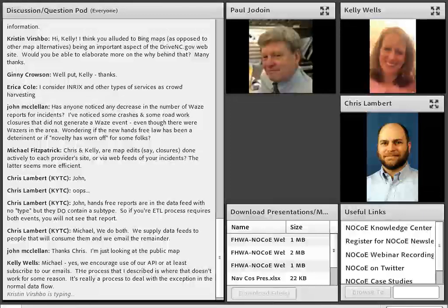We do both. That's what that column on that spreadsheet says, how they interface with us, right? HERE just ingests our API, so that makes it a little easier. A lot of the other ones just subscribe to our emails, which isn't quite as elegant. But the process I described works well. Maybe 80% of the time it works fine just that way.